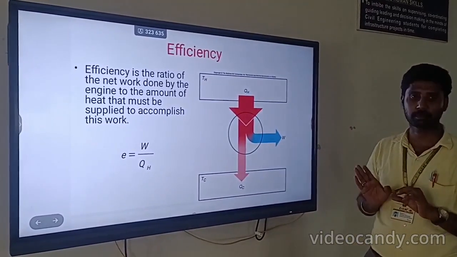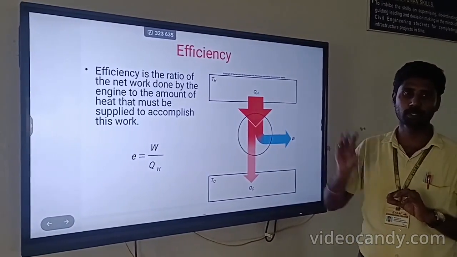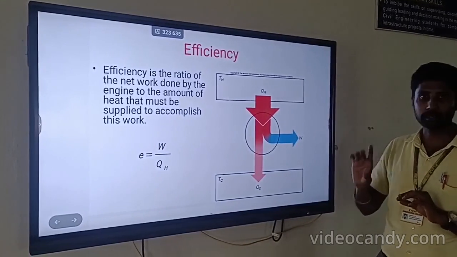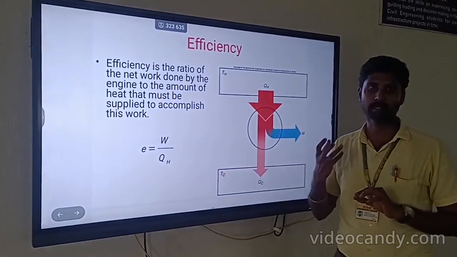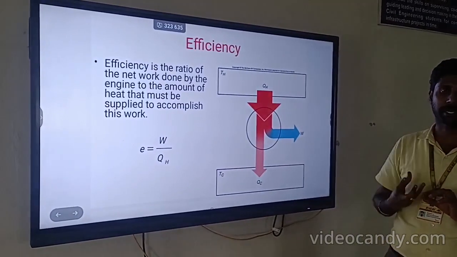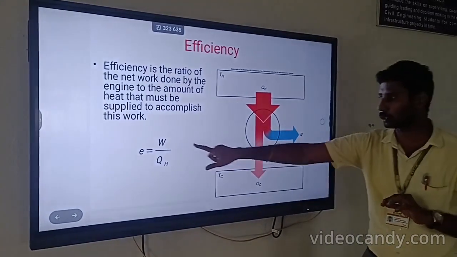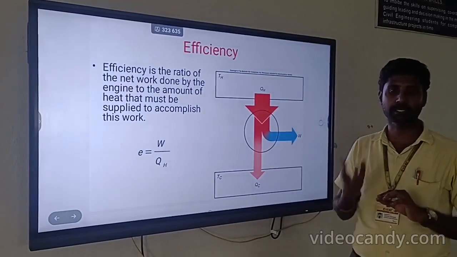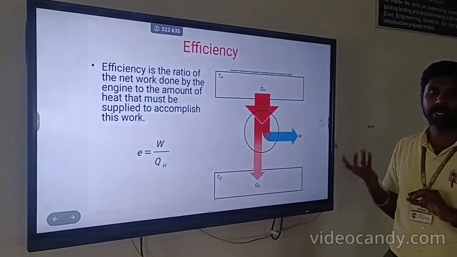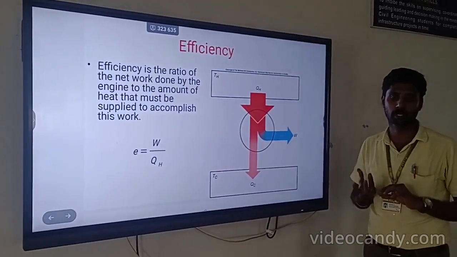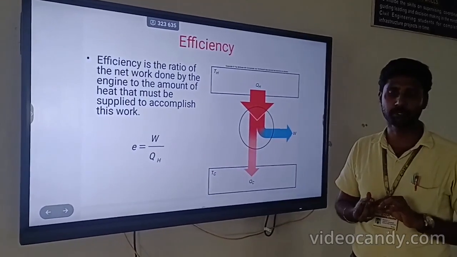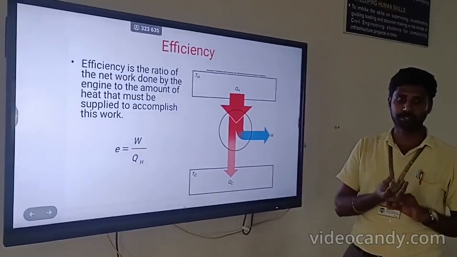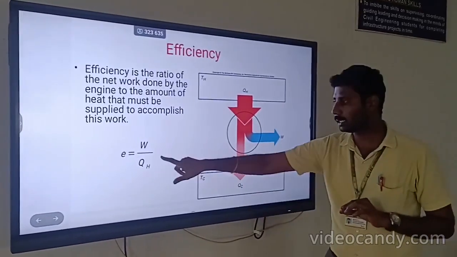So efficiency is nothing but the ratio of output to input. In the engine, what is meant by output? Output is nothing but the net work done. What work output can we obtain from the engine? That is called work output. Input is nothing but heat supplied. Here heat supply is nothing but the burning of fuel. How much fuel will be burned? That fuel has some calorific value. The multiplication of the mass of fuel and the calorific value gives the heat.